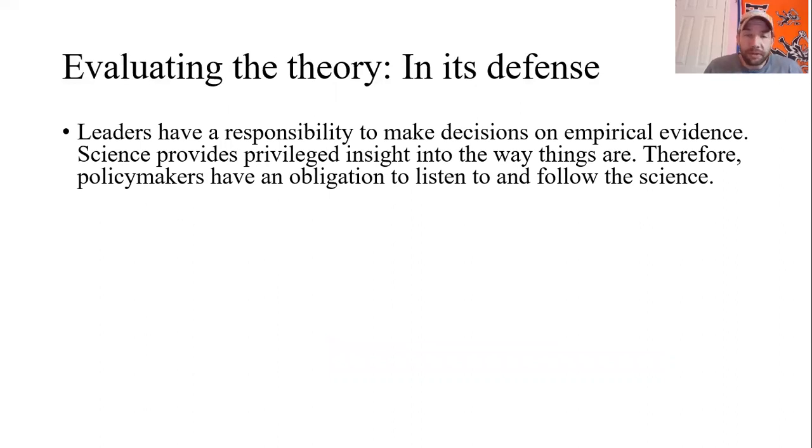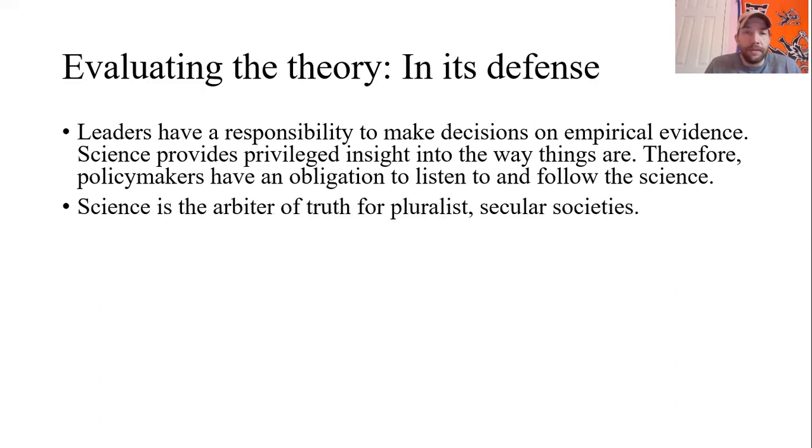Okay, now first, a few words in defense of this linear model. Obviously, leaders have a responsibility to make decisions on empirical evidence. Science provides this sort of privileged insight into reality. So policymakers have an obligation to listen to and follow the science. And that's what the linear model lays out for you. I think there's more than a grain of truth to that. That's not all the truth, but there's certainly truth there. Like we said, with science legitimizing decisions in a pluralist, democratic, secular society, science is the arbiter of truth.